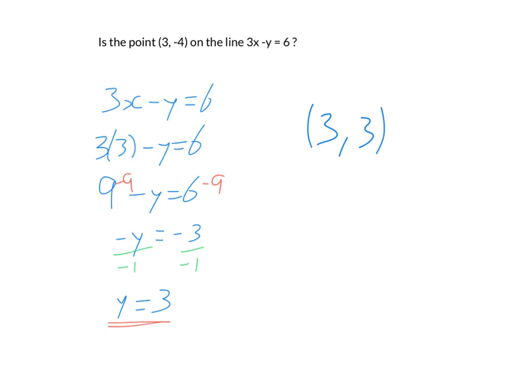If the point we got out at the end was 3, -4, well then that would match up to what we were given in the question. So we'd know that that point was on the line. Obviously that's not the case though in this situation.